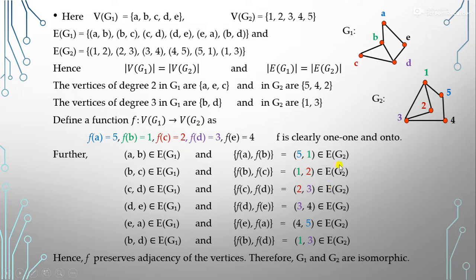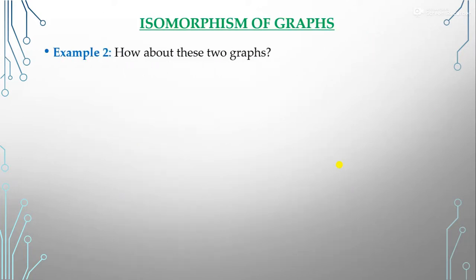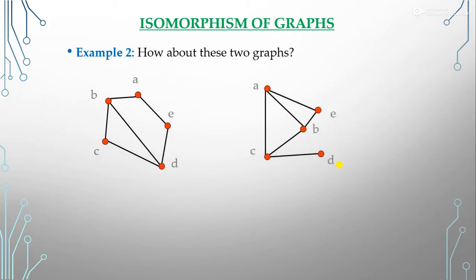So you can identify two graphs that are isomorphic like that. Now, how can we check if two graphs are not isomorphic? Suppose we have two graphs like this, and we check whether these graphs are isomorphic or not.